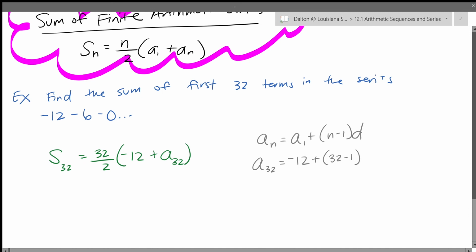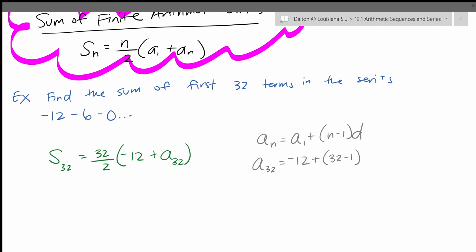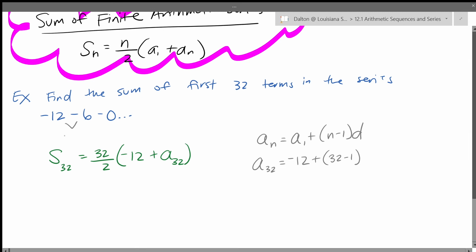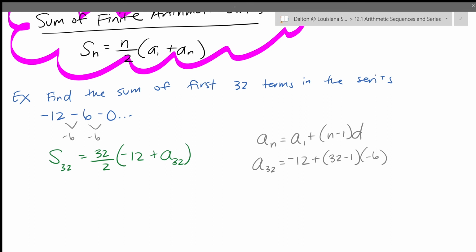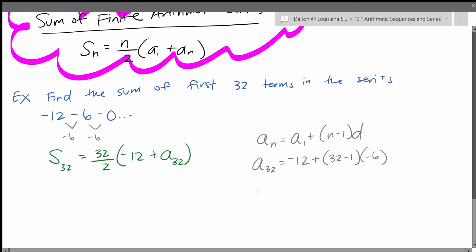Again, d is the common difference. So to get from negative 12 to negative 6, that's adding 6, and negative 6 minus 6 is how I got 0. So d in this case is negative 6. So when I multiply and add appropriately, 32 minus 1 is 31. 31 times negative 6 plus negative 12 should give me a 32nd term of negative 198.